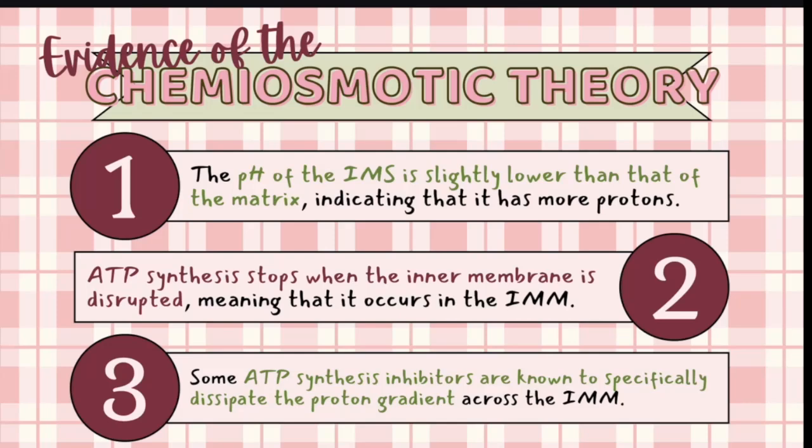Now, an example of an uncoupler is dinitrophenol, which physically picks up protons from the IMS and returns them to the matrix. And ionophores, for example gramicidin A, form a channel that allows protons to move by themselves back from the IMS into the matrix.